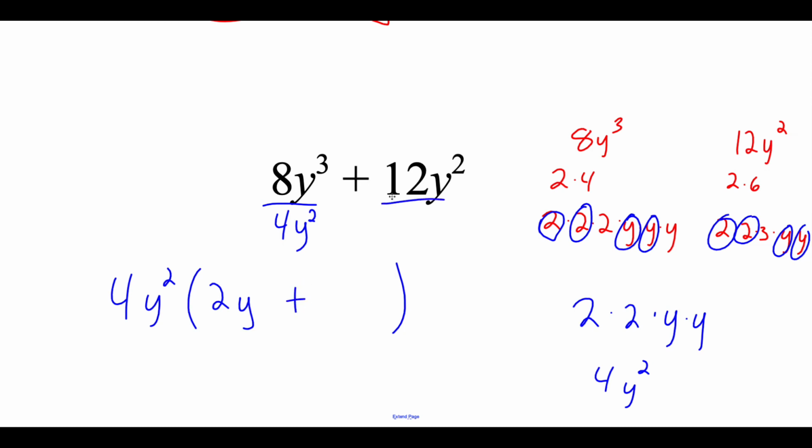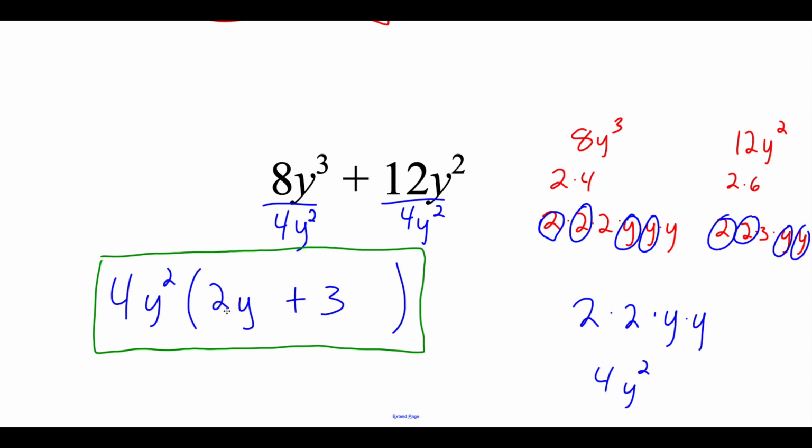Plus, now if I look at the 12y squared divided by 4y squared, 12 divided by 4 is 3. Y squared divided by y squared, 2 minus 2 is 0, so that tells me that there are no more y's attached to that. So my final answer is 4y squared times 2y plus 3.